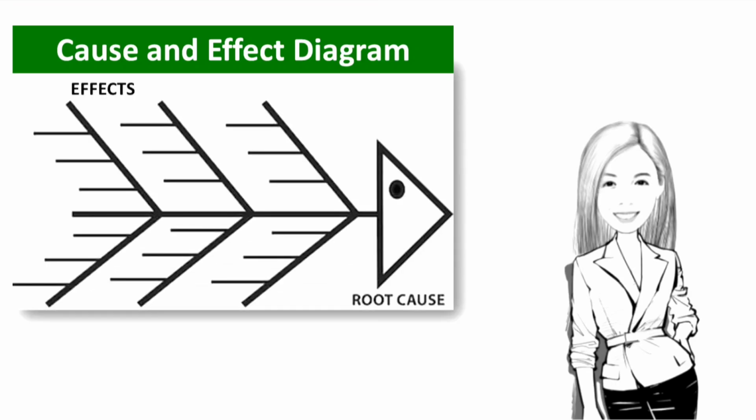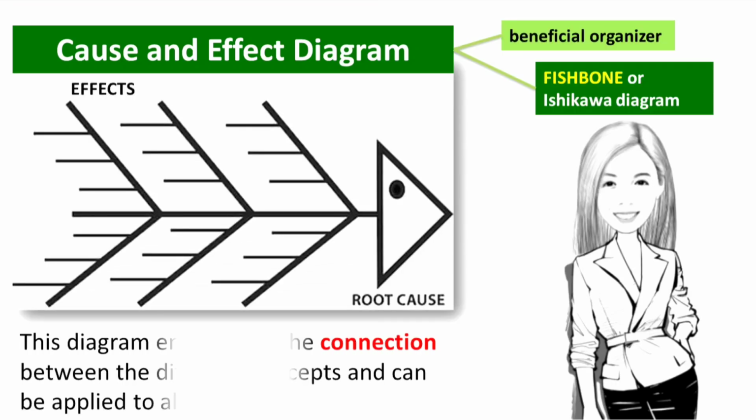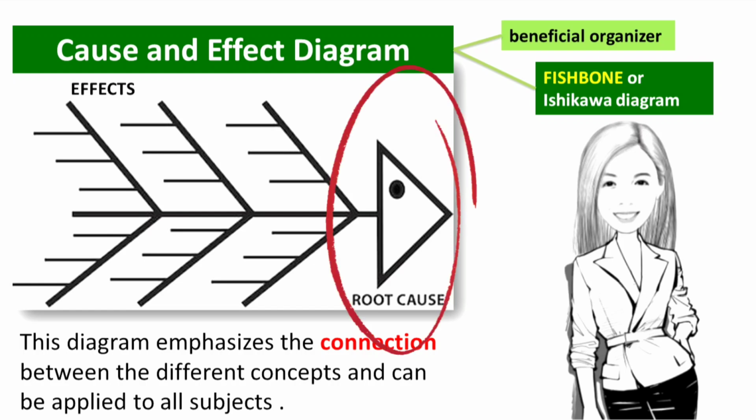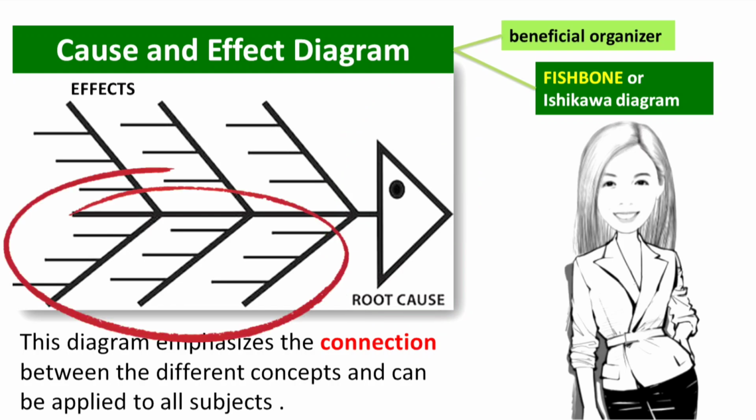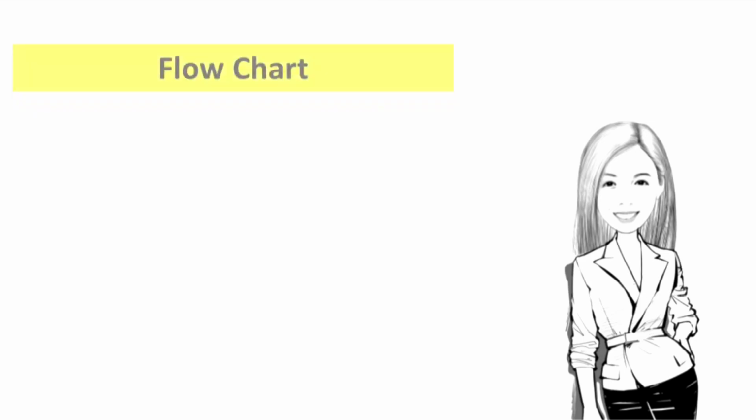Now let's see the different kinds of nonlinear text. First is cause and effect diagram. This diagram emphasizes the connection between the different concepts and is sometimes called the beneficial organizer since it can be applied to all subject areas. This is more known as the fishbone or Ishikawa diagram. The root cause of the problem should be written on the head, while its effects should be written on the bones. Next is a flowchart.